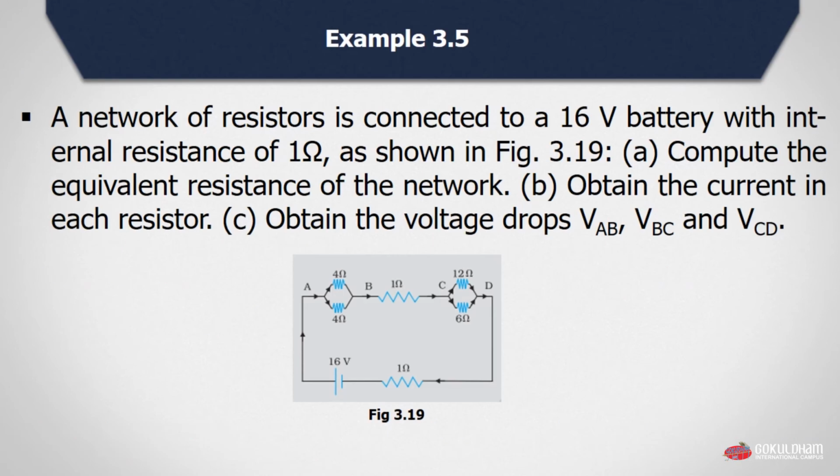Let us see an example, example 3.5, according to which a network of resistors is connected to a 16V battery with internal resistance of 1 ohm, as shown in figure 3.19. We have to calculate three things. A. Compute the equivalent resistance of the network. B. Obtain the current in each resistor. And C. Obtain the voltage drops VAB, VBC and VCD. Means we have to compute the equivalent resistance of the network, obtain the current in each and every resistor, and also obtain the voltage drops VAB, VBC and VCD.